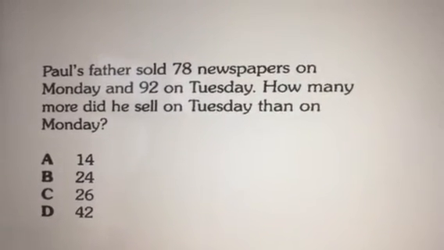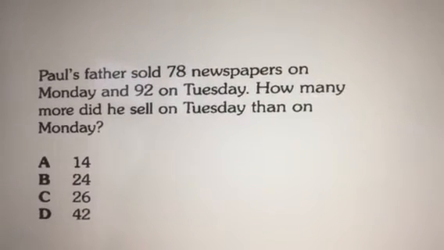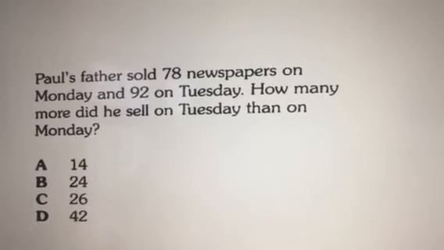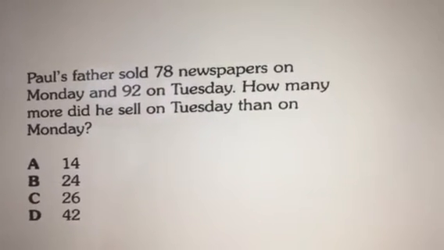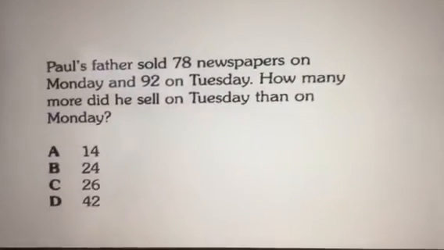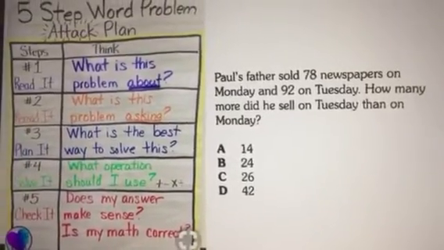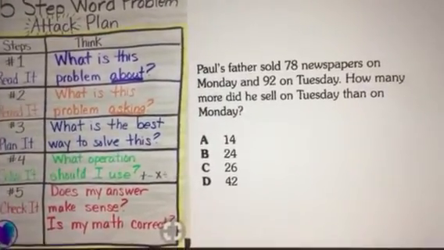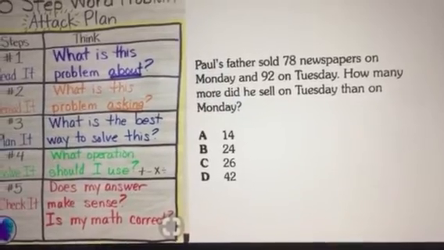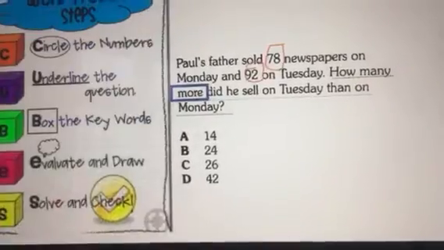Next question. Paul's father sold 78 newspapers on Monday and 92 on Tuesday. How many more did he sell on Tuesday than on Monday? So we're going through the same questions again. What is the problem about? What is it asking? And in doing that, we're going to go to our system.